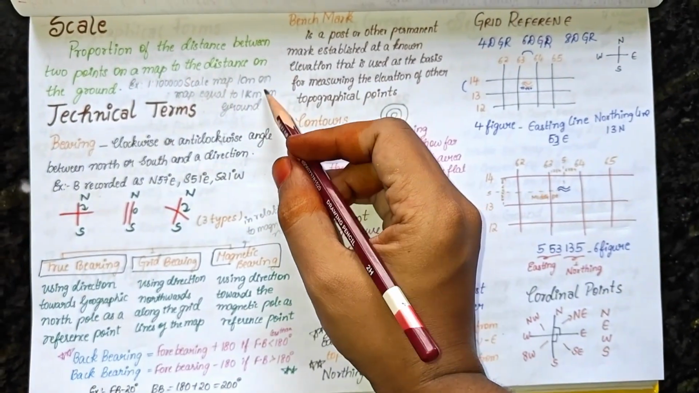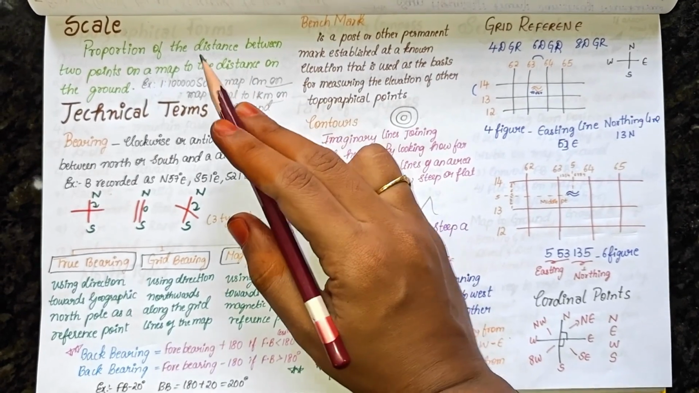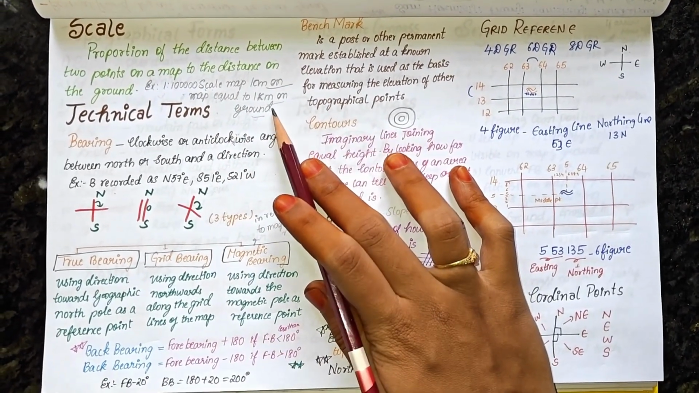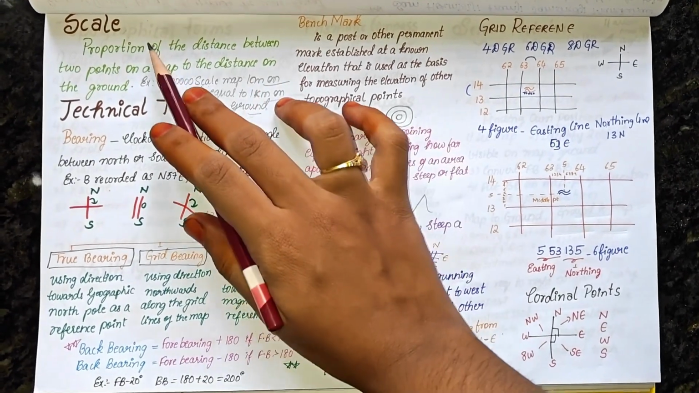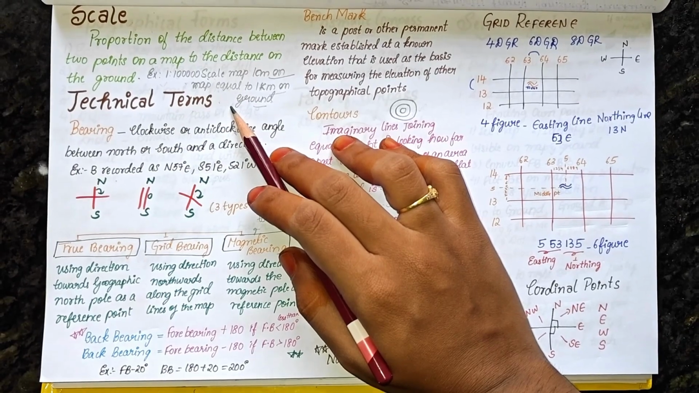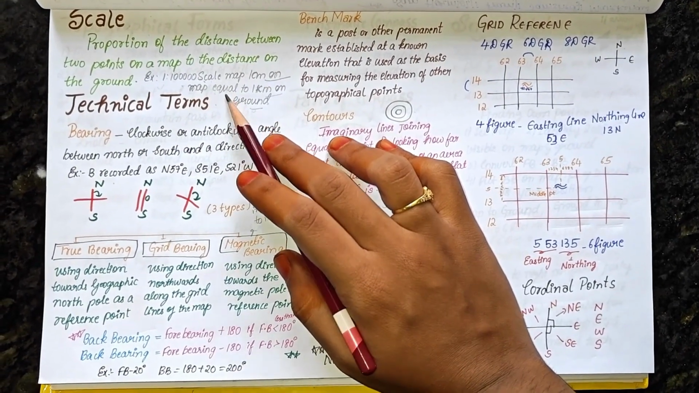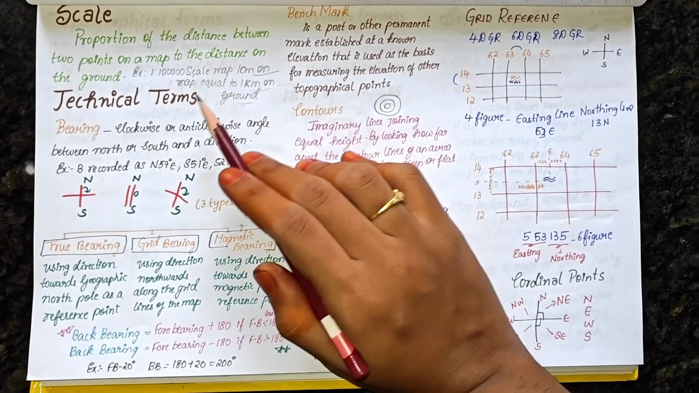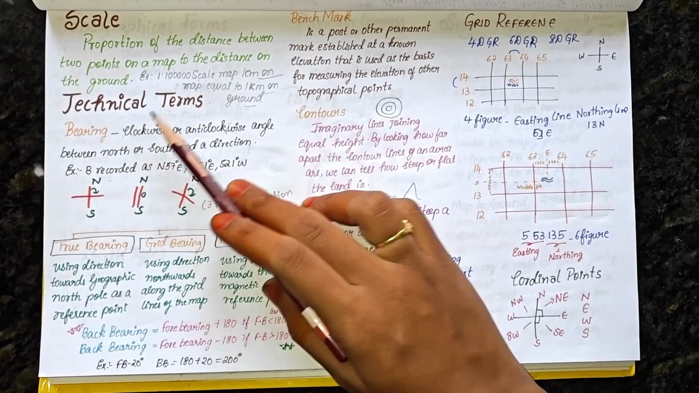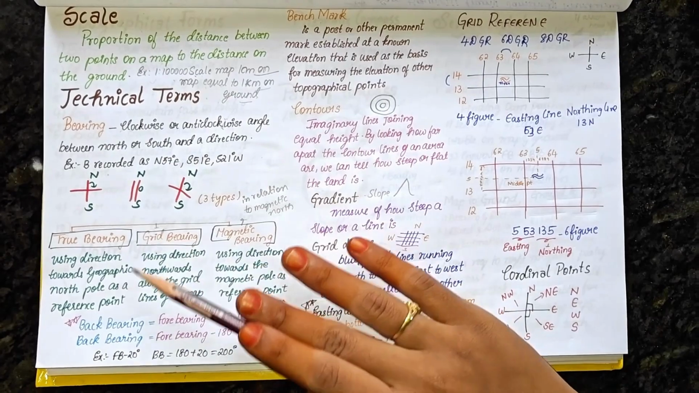Here we know that 1 centimeter on a map is equal to 1 kilometer on the ground. Based on this, 2 or 3 questions will be asked in map reading under the topic of scales. So when I'll be discussing the questions of map reading, I'll let you know what kind of questions will be asked. So technical terms are bearing, benchmark, contour lines and the grid lines. So we'll discuss in detail.